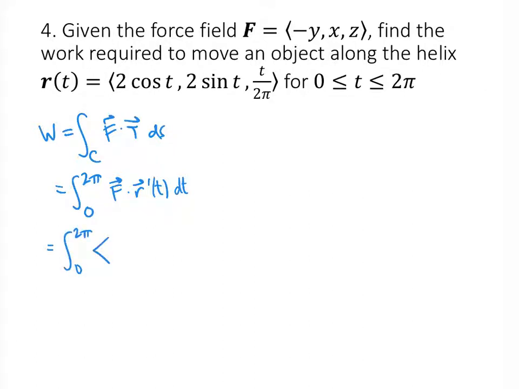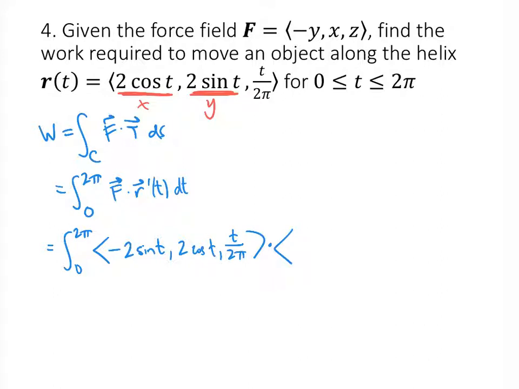So the F vector is negative y comma x comma z. Negative y, the y is 2 sine t. So the x component of my force is going to be negative 2 sine of t. My x is 2 cosine t, so that goes in the y component of my force field. And then z is t over 2 pi. So that's my F.